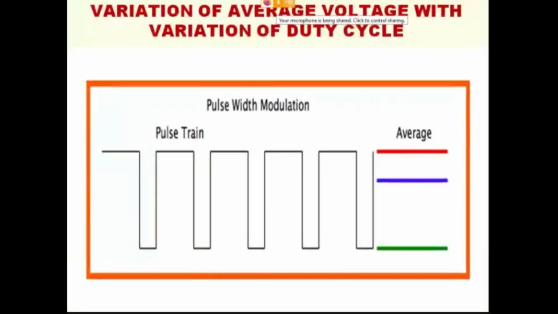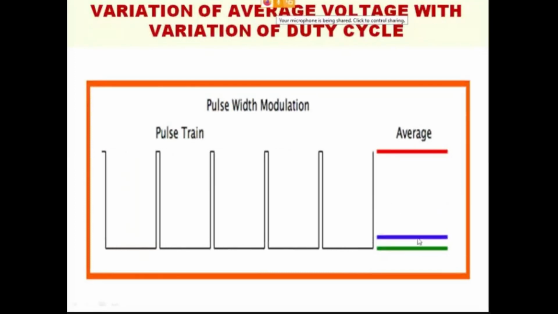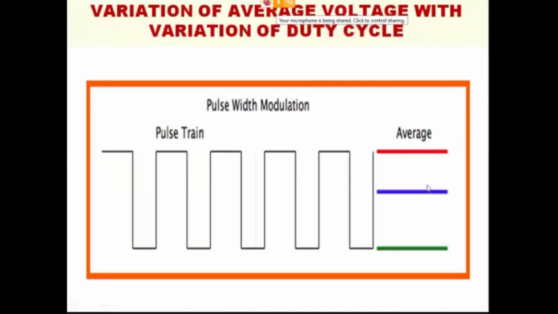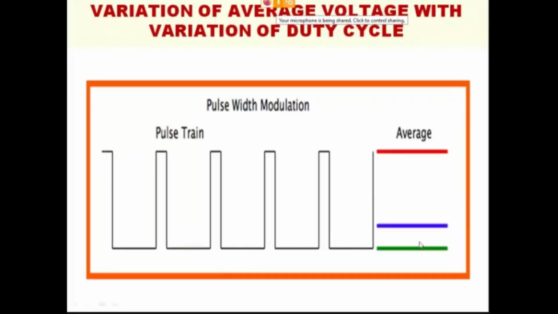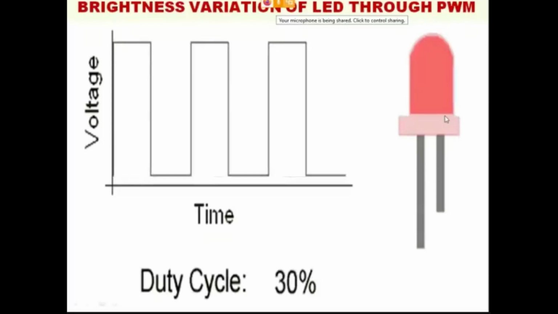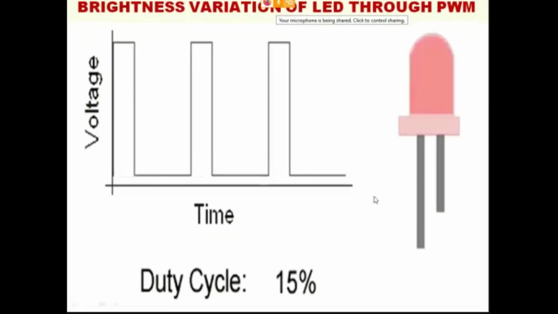And the next animation will help us understand. Look at the blue color mark. The average voltage increases when width increases. The average voltage decreases when width decreases. It's very interesting. And now look at the screen. If the width increases, the brightness of the LED increases. If the width decreases, the brightness of the LED decreases.